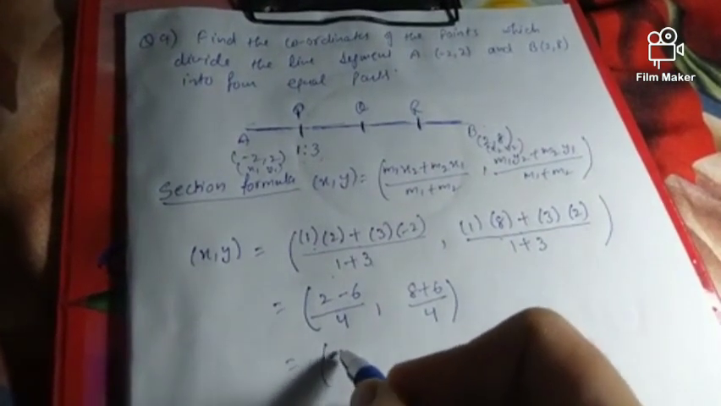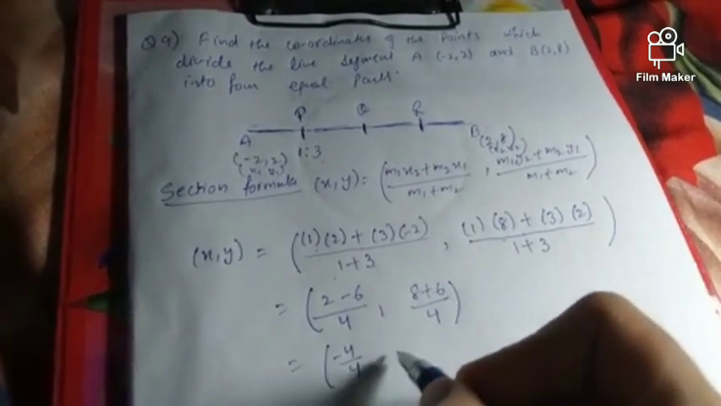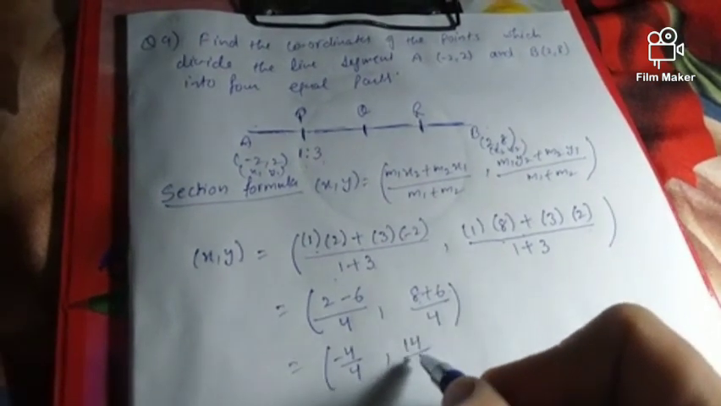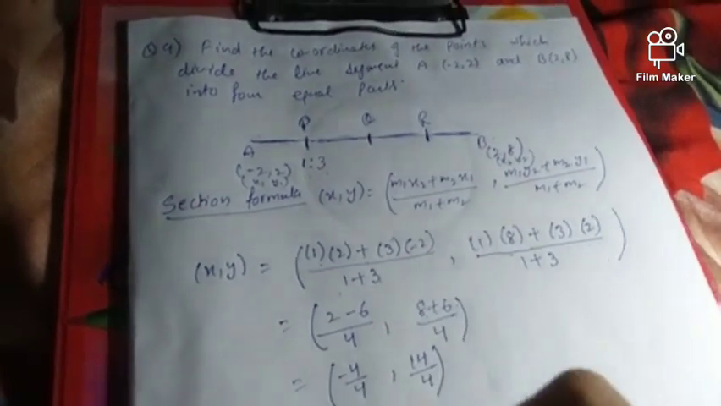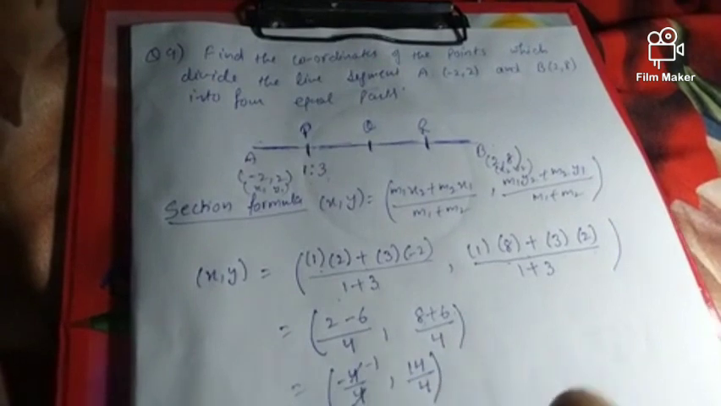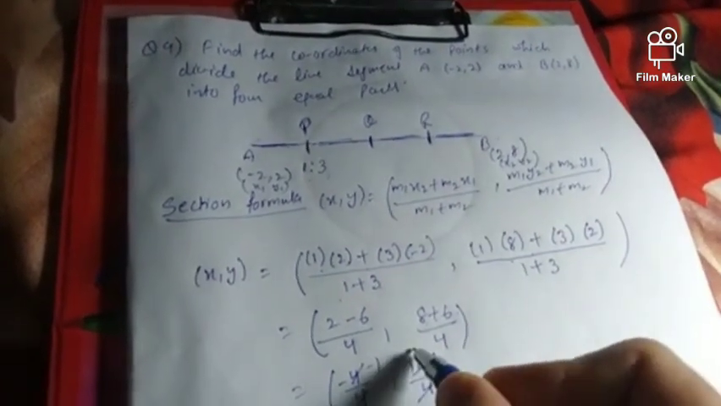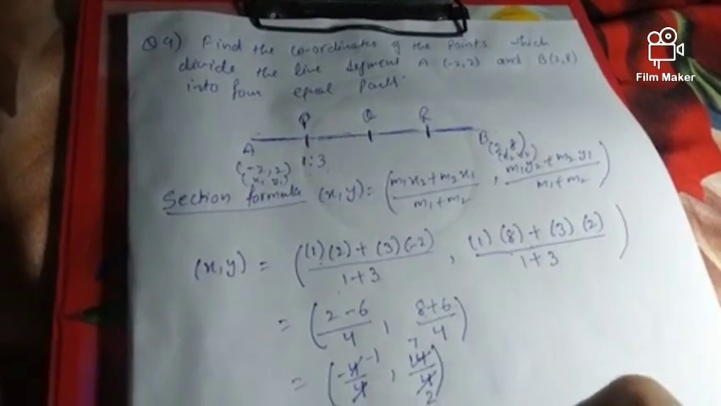This is equals to -4 by 4. This is equals to 8 plus 6 will be 14, divided by 4. 4 will cancel out with 4. We are left with -1, and we will divide the other one. 14 by 4 will become 7 by 2. Clear? So the coordinates of the point P are (-1, 7/2).